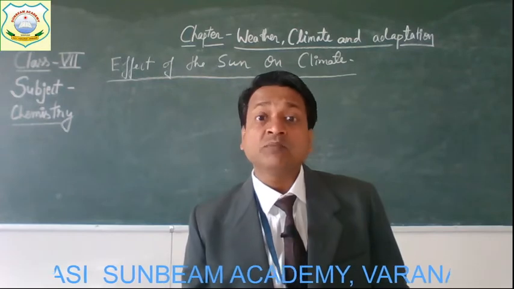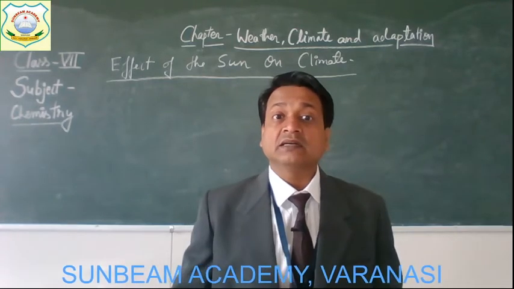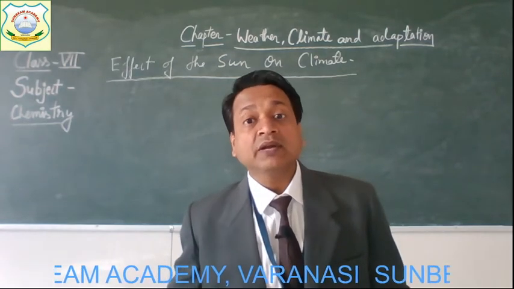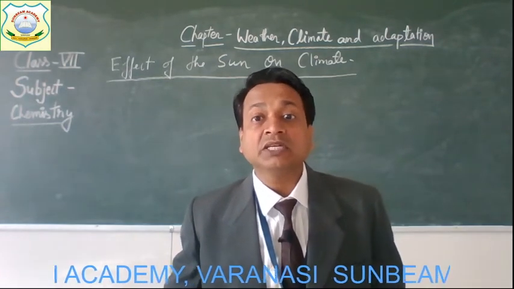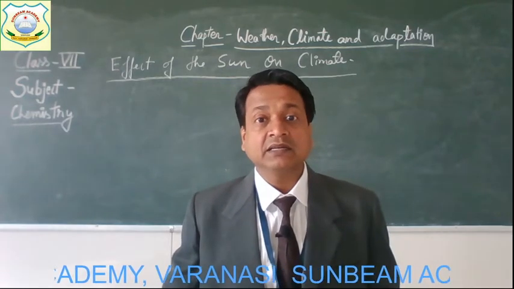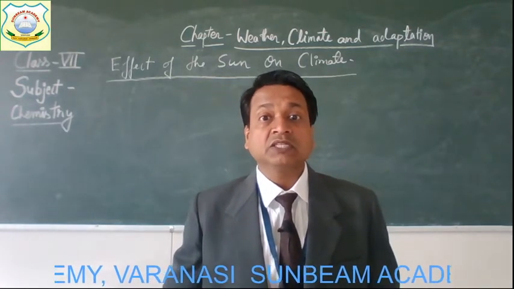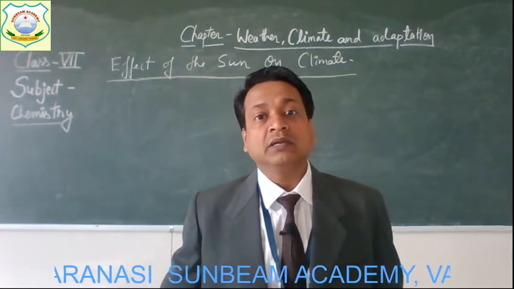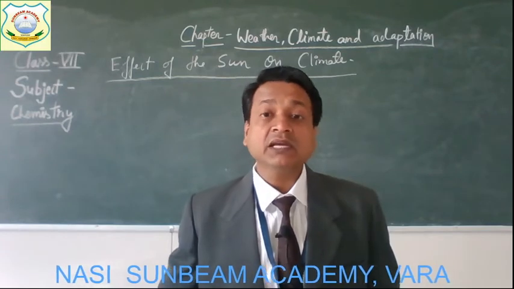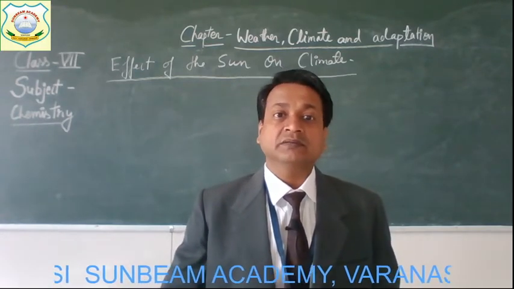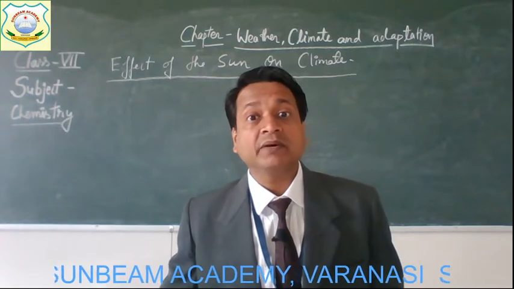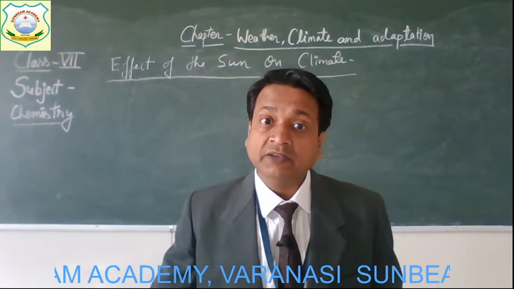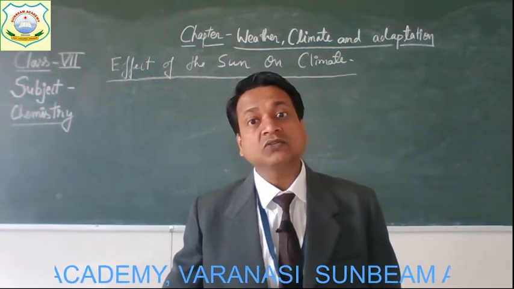Alright? Children, one more thing which is very interesting that you must know. In the northern hemisphere, the longest day, that is the duration between sunrise and sunset, is usually 21st June, and the shortest day is usually 22nd December. Alright, so you must remember it. In the northern hemisphere, the longest day is 21st June and the shortest day is usually 22nd December.